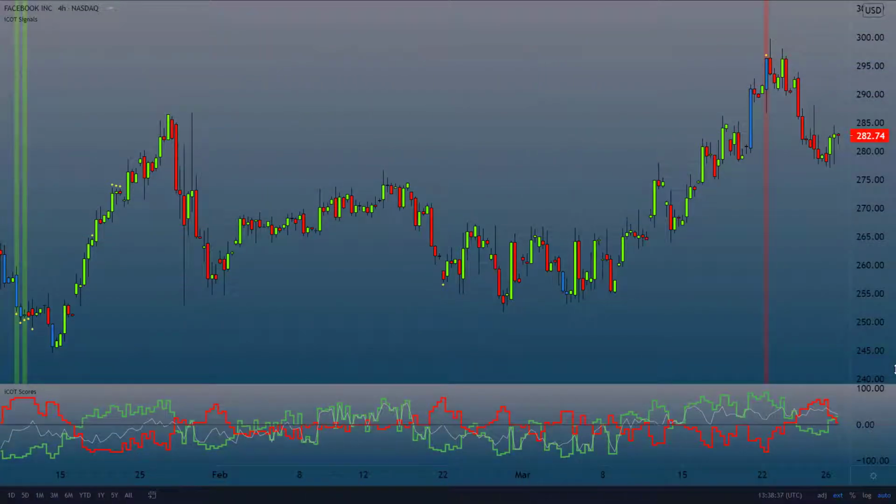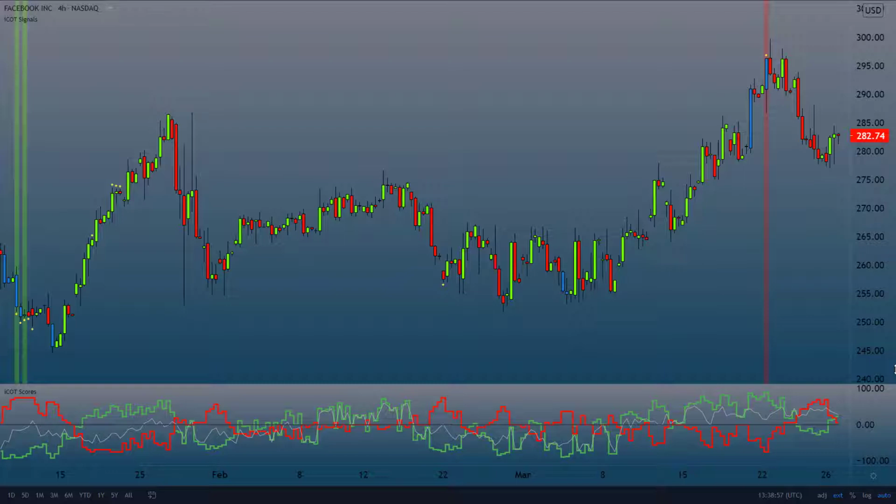Welcome to this video where I'd like to show you the very powerful iCOT intraday indicator working on the very popular FAANG stocks. So we're going to start off by looking at Facebook, then we'll move on to Amazon, Apple, Netflix, and Google. We have the Facebook chart in front of us. This is a 4 hour candlestick chart.